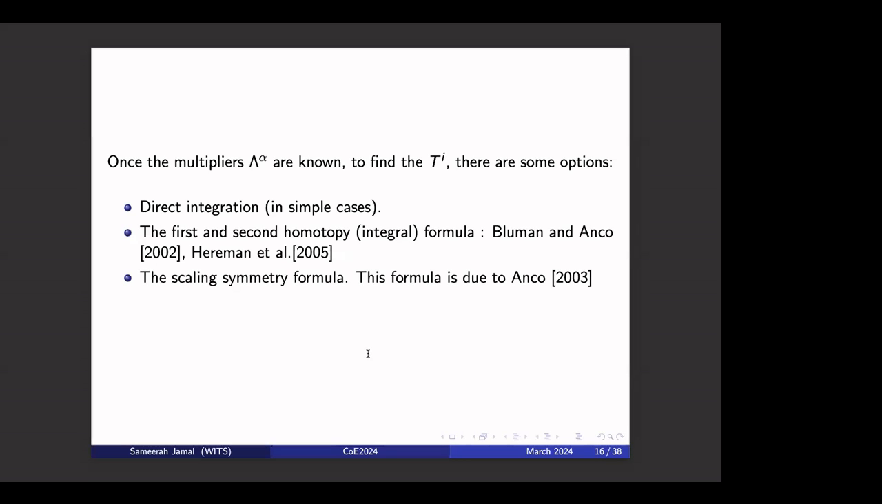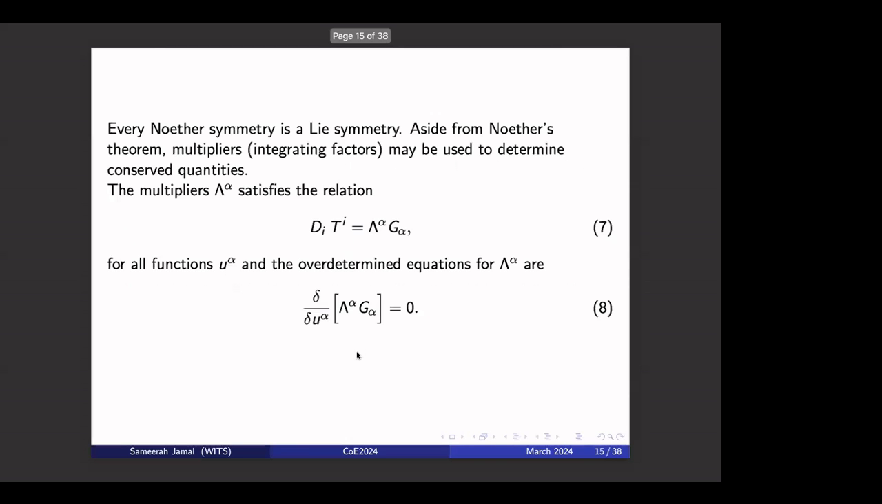So another way is to use a scaling symmetry formula. This formula is due to Anco. However, these are not popular ways of finding multipliers. The widely used method is the homotopy in conjunction with the integration of formula number 7.